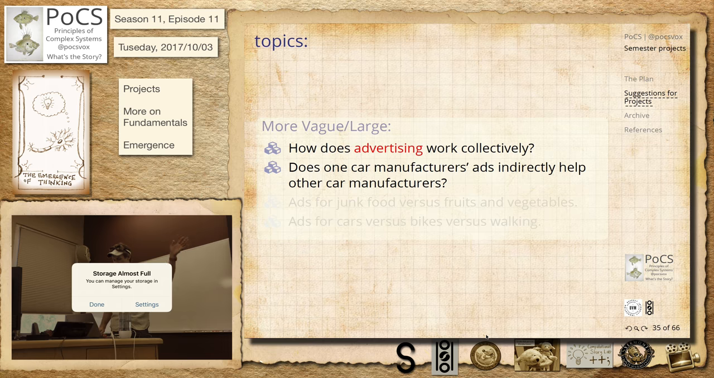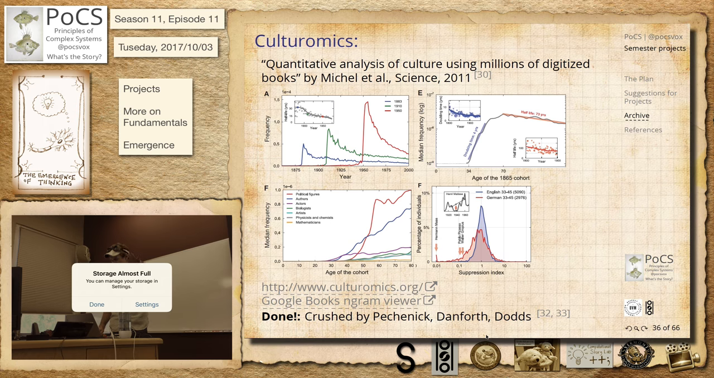Okay, lots of things. Culturomics, actually, we did this. This was a disaster. Eitan Pachter was in this course.